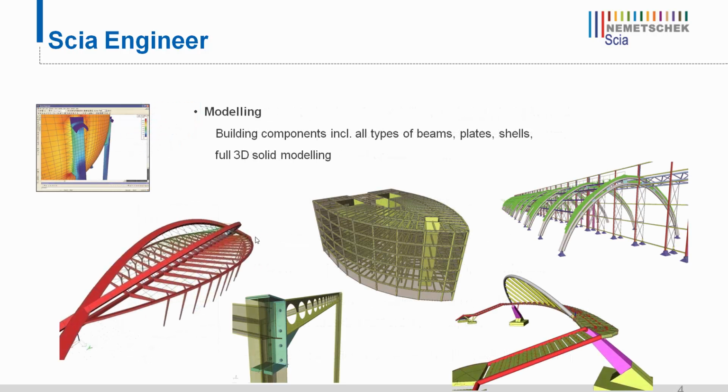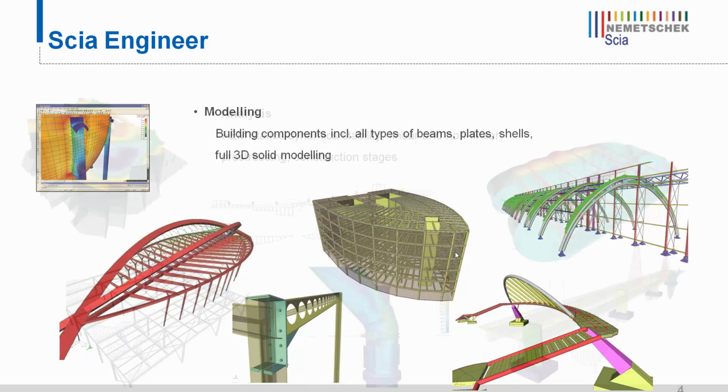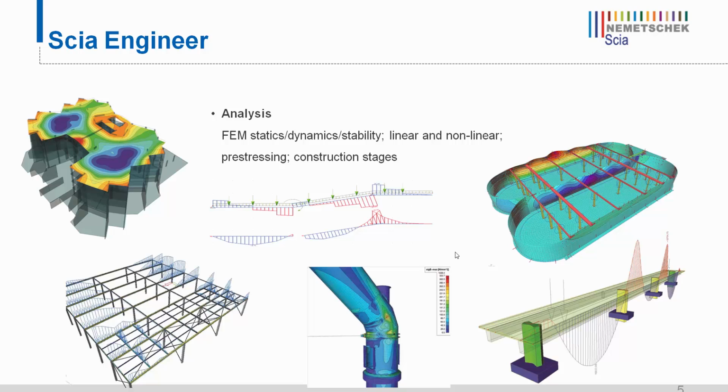Here you see some examples of the modeling with Scia Engineer, including all types of beams, plates, shells, and full 3D solid modeling. Here you can see some examples of results from different analysis types in Scia Engineer, like dynamic calculation, stability calculation, the linear and the nonlinear one, pre-stressing and construction stages.